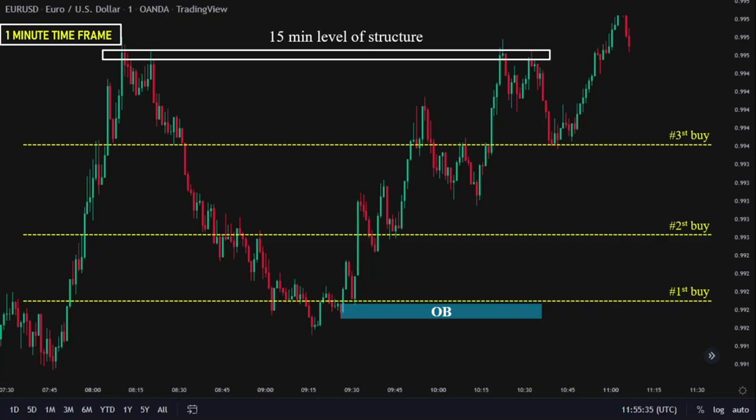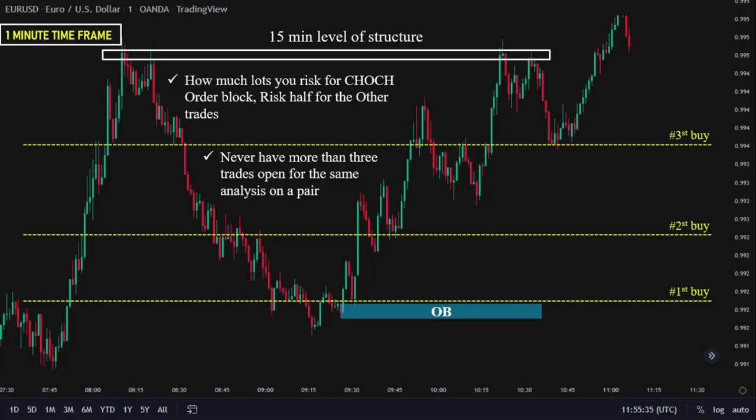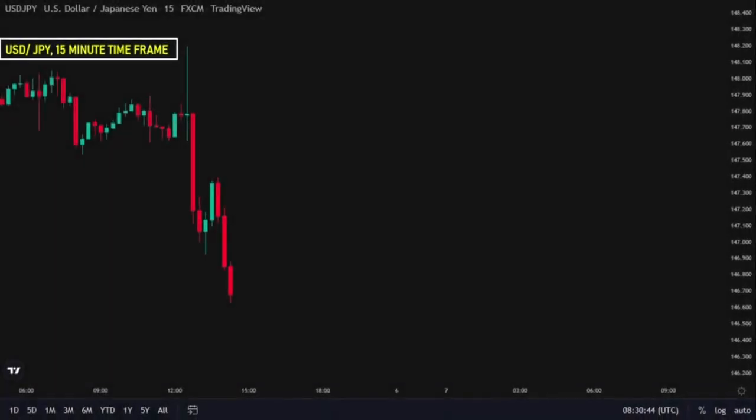Placing orders after orders is optional, and you should never do it until you have gained sufficient skill and confidence. Always keep in mind that whatever position size you risk for the change of character order block, you must risk half of that amount for the next trades. In addition, never have more than 3 open positions for the same analysis for a pair. Let's look at some more examples now.